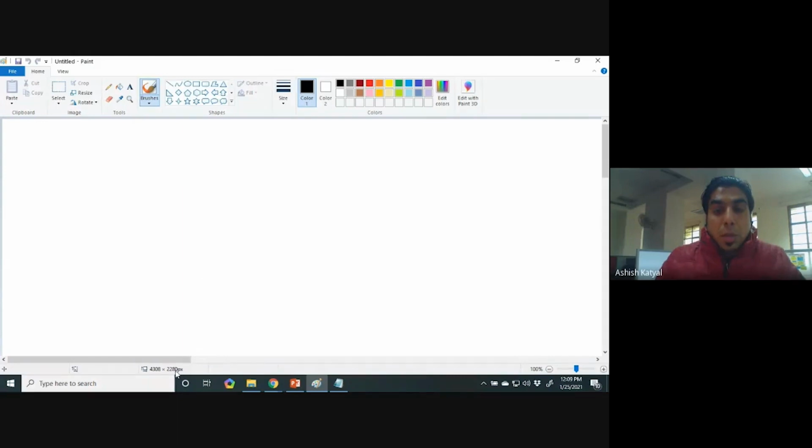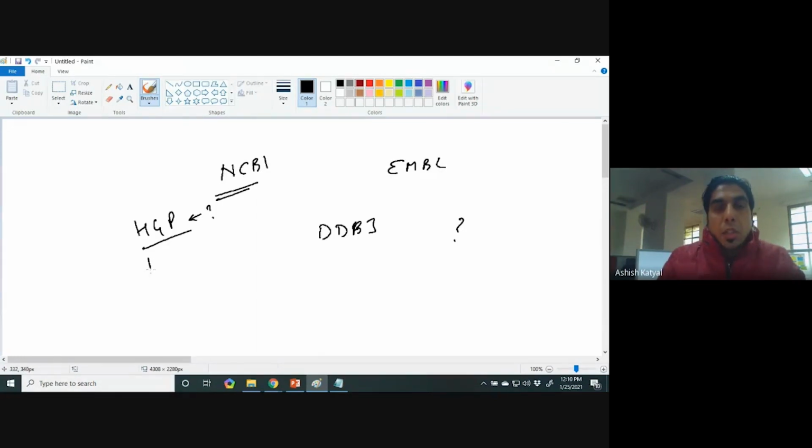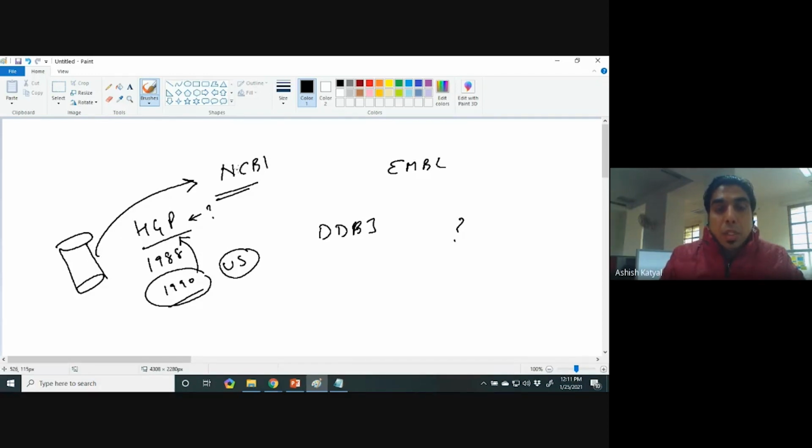In the first experiment, we are using three different databases. Have you heard about these databases? NCBI, EMBL, and DDBJ. During 1988 or the 1990s, the US government decided to sequence the whole genome of Homo sapiens. They started a project regarding that, and the name of the project is the Human Genome Project. After sequencing in the initial years, they observed that the data was very large and coming in huge amounts. So they made a database, known as NCBI, or National Center for Biotechnology Information.